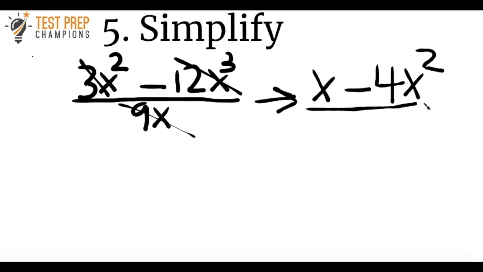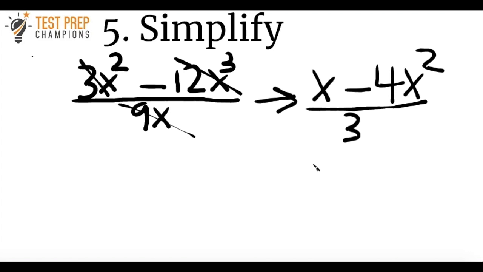And so now we've got 9x here. And what about our 9x? We divide 9 by 3. That just gives us 3. And x divided by x, well, the x's are going to cancel out because x divided by x is 1. 3 times 1 is just 3. So the answer here is x minus 4x squared divided by 3. And that's going to be the answer here.